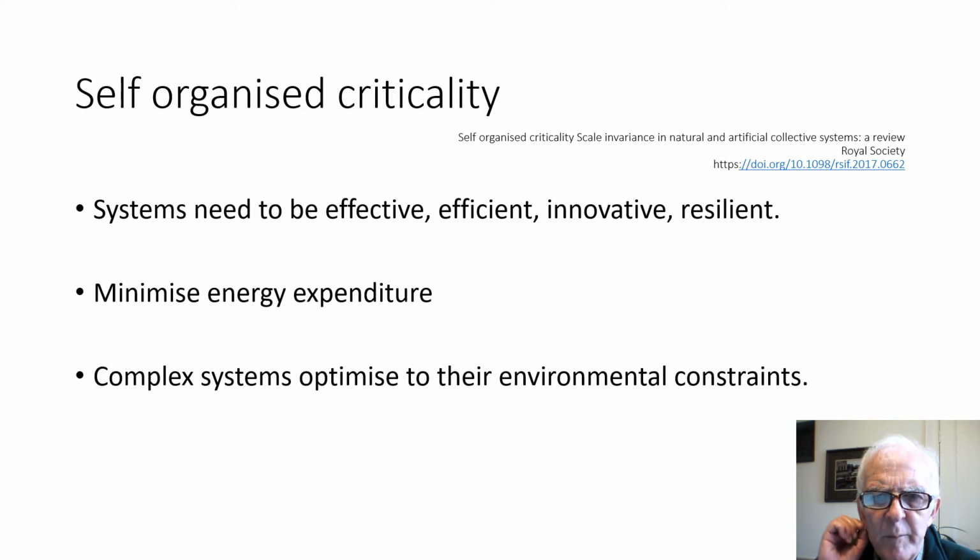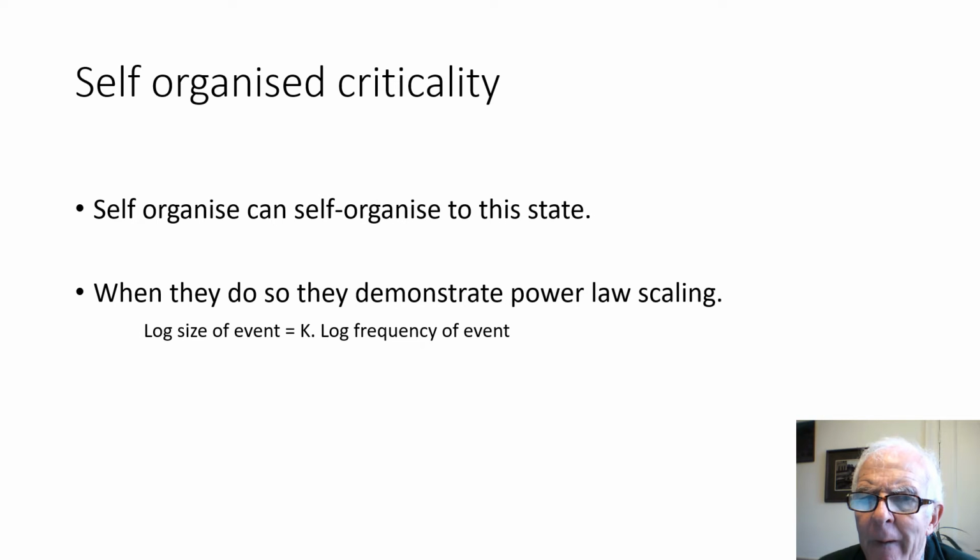So systems need to be effective, they need to be efficient, they need to be innovative, and they need to be resilient. And these are, in a way, mutually exclusive, some of these terms. So what's efficient is not usually resilient, what's efficient is not usually innovative. What is innovative usually doesn't minimize energy expenditure, and energy expenditure is in fact the primary motive of all, certainly living systems and most design systems. But complex systems are able to optimize to their environmental constraints. And they self-organize to this position.